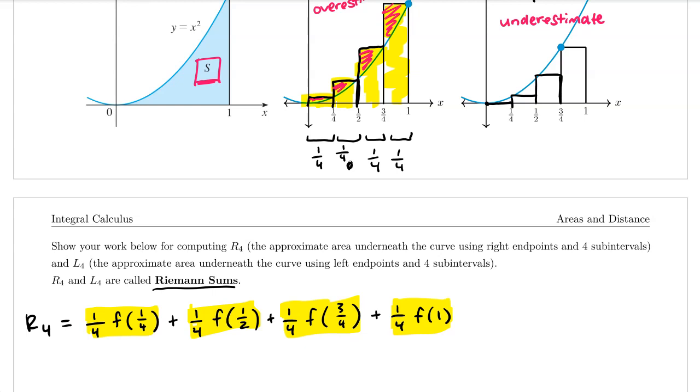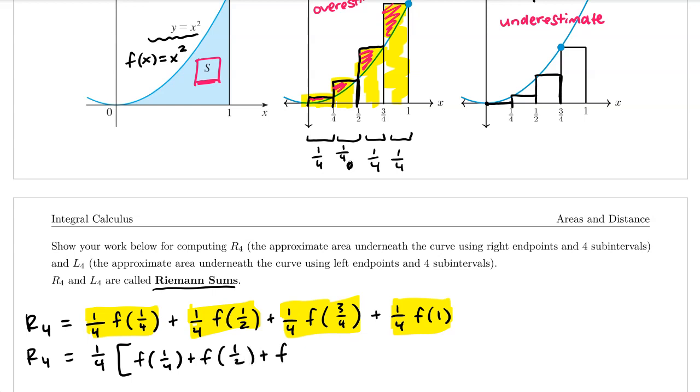And we have our function. We know that y is equal to x squared, so that's the same thing as saying f of x is equal to x squared. So we can actually calculate these values. And also notice that each of our subintervals has the same length, which is 1/4. So what I'm going to do is factor out 1/4 since every term in our sum has a 1/4. So now all I need to do is calculate these values in our function.